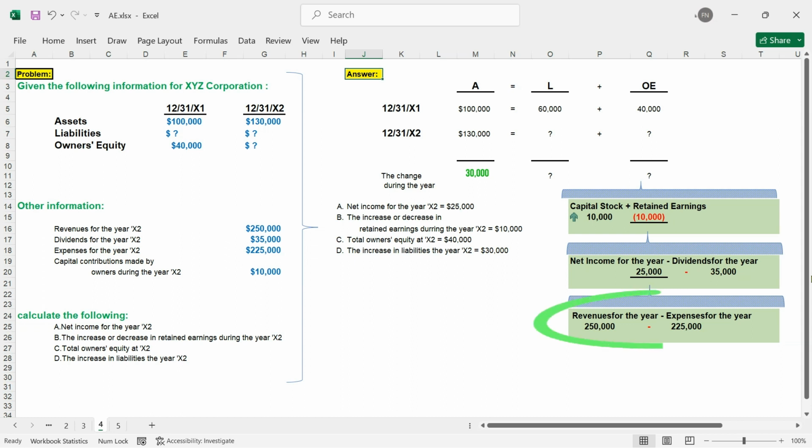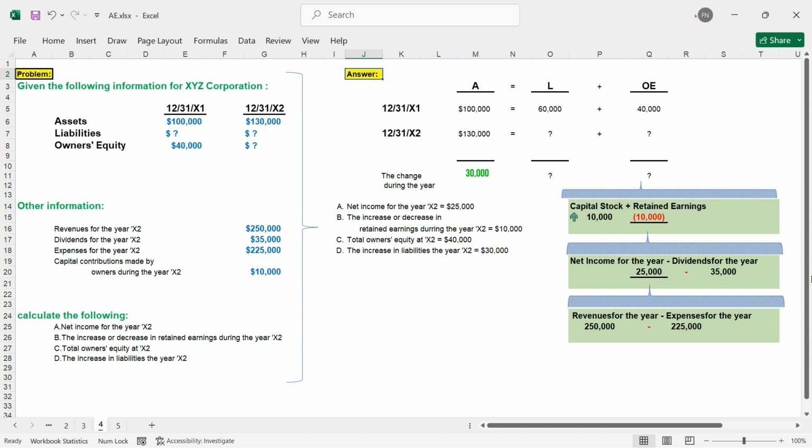However, I do know that I can expand net income, because net income is really defined in terms of revenues for the year minus expenses for the year. Here is where I get some help, because this problem does provide the amount of revenues and the amount of expenses. Revenues amounted to $250,000. Expenses apparently amounted to $225,000. Well, I can now solve for net income.